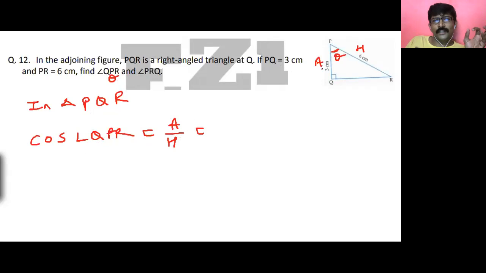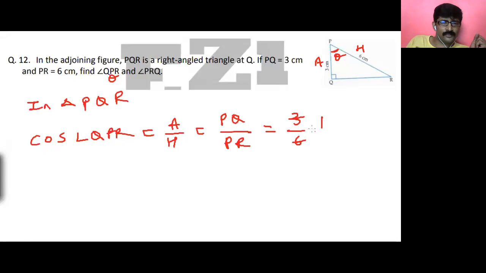Now cos angle QPR. What is the adjacent side of QPR? PQ. Very good. What is the hypotenuse, children? PR. That's also nice. So you all are understanding. Keep saying the answer along with my question. So we have to find cos angle QPR. Now what is PQ upon PR, children? PQ is 3, it is given, and PR is 6, that is also given. I'm not writing centimeter because that is going to get cancelled. And cos does not have any units, these are ratios.